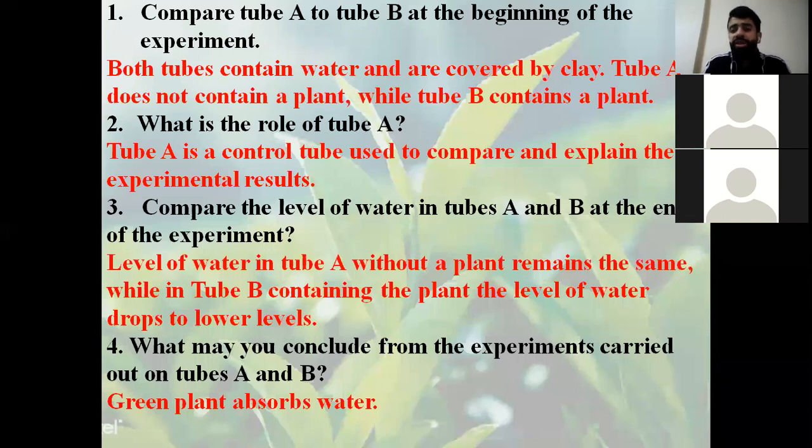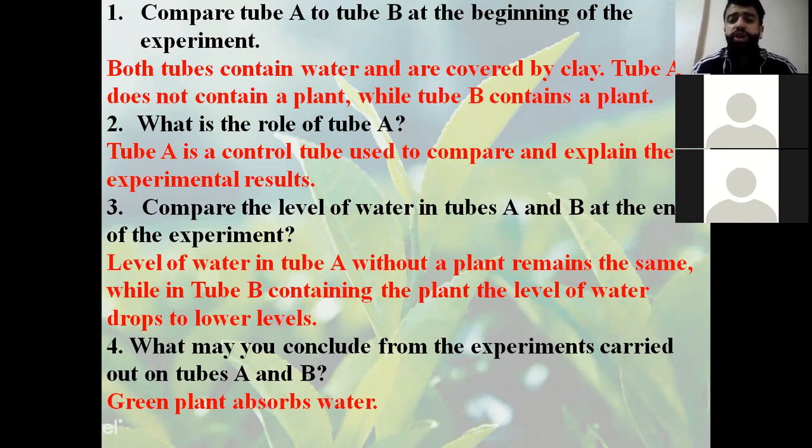In tube A, there is no plant, while in tube B we have a plant. What is the role of tube A? Tube A is said to be a control tube. Whenever a tube has no variable, it's a control tube or control experiment. What is the role of the control tube? It's used to compare and explain the experimental results.